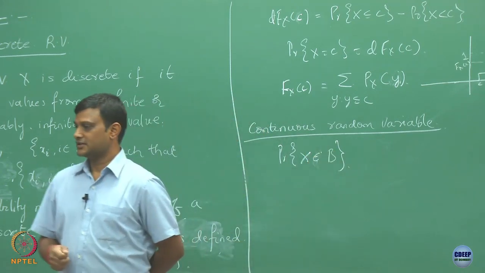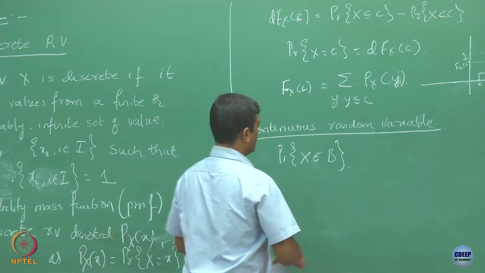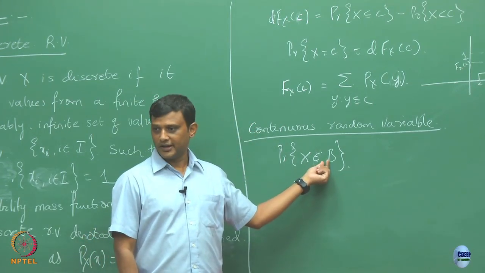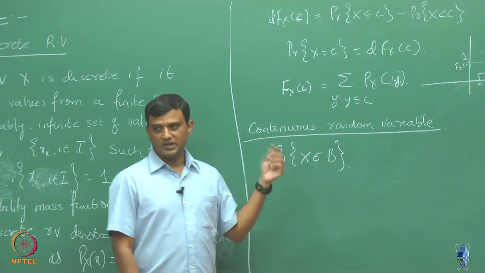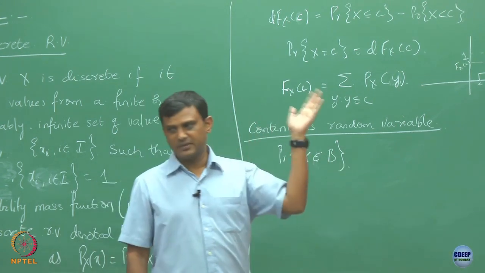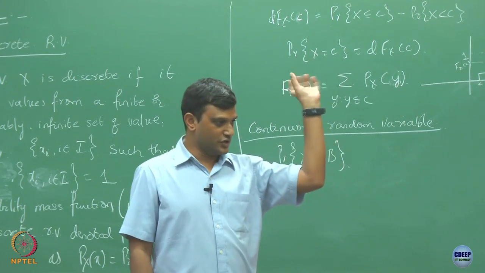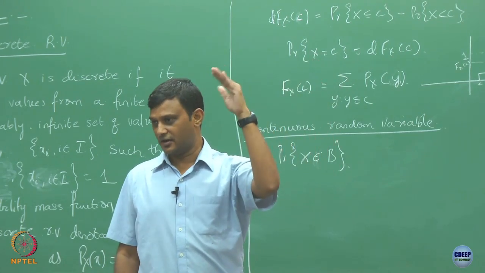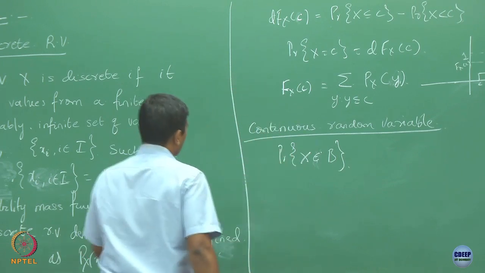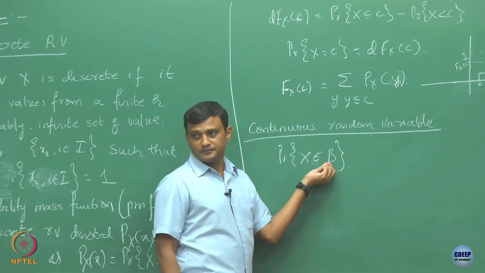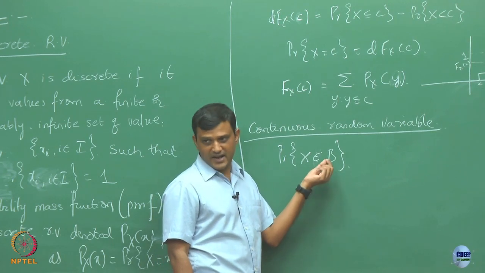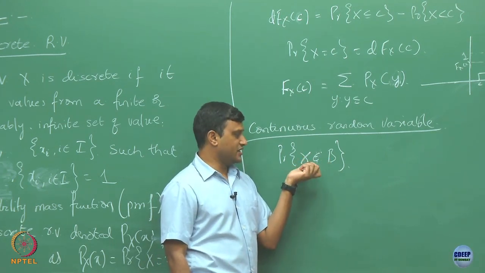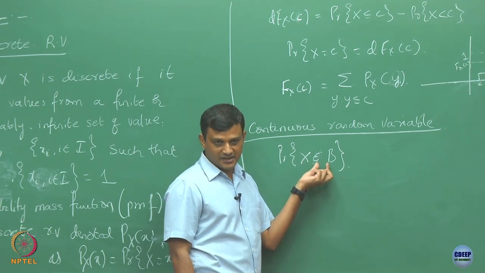so what this means, suppose B is some subset of the real numbers. Okay, now if x is a continuous random variable, I expect it could be taking any positive number, right? It's not like it can only take some finite or countably finite number of values. But now let's say this B is some interval or whatever set. Now I want to ask this question: what is the probability that X belongs to that set B?